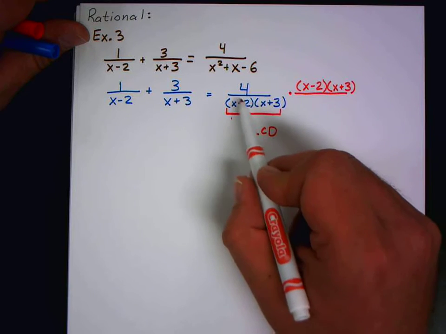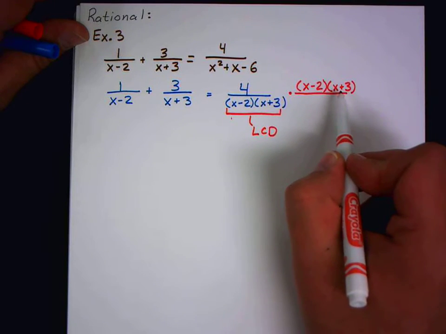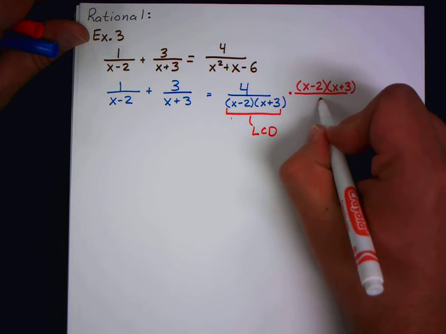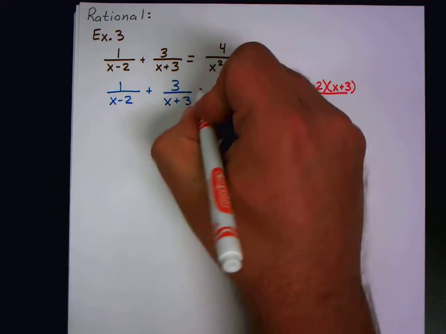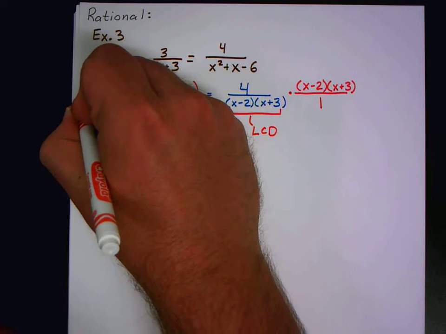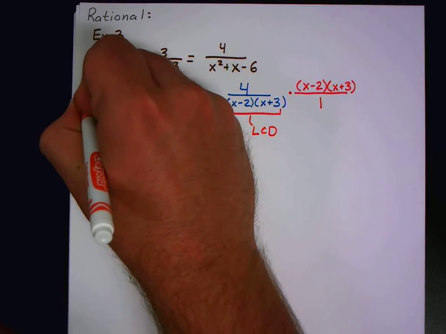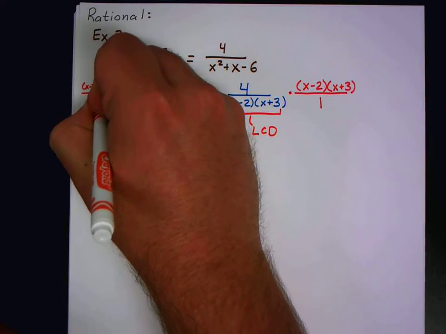So what I'm going to do is take all the fractions and multiply them by this. Now, just to make a point, I'm going to put this over 1. What that's telling you is I'm multiplying both sides by the same thing. I'm writing this out in more detail than I need to.